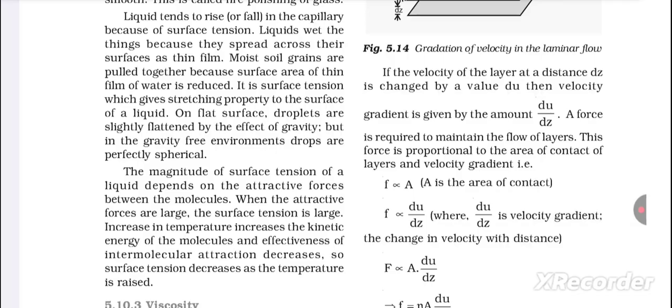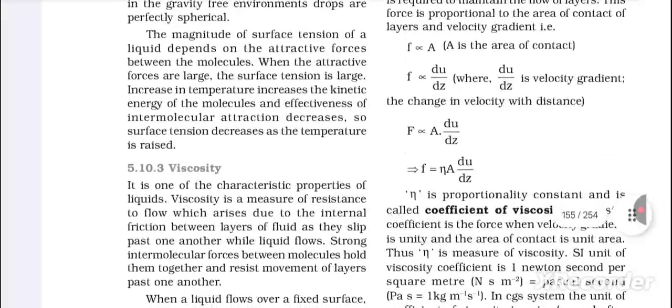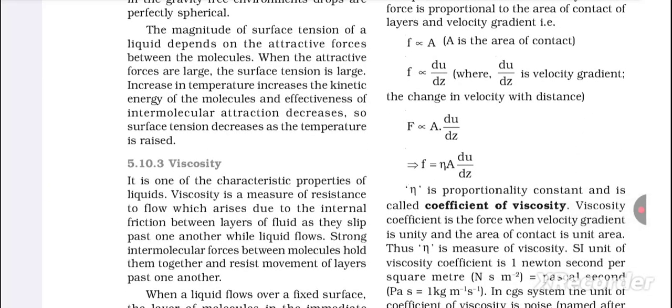A force is required to maintain the flow of layers. This force is proportional to the area of contact of the layers and the velocity gradient. F is directly proportional to the area, and F is directly proportional to du by dz, where du by dz is the velocity gradient, the change in velocity with distance. F is directly proportional to area times du by dz. F equals a proportionality constant times area times du by dz. Eta is the proportionality constant and is called the coefficient of viscosity.